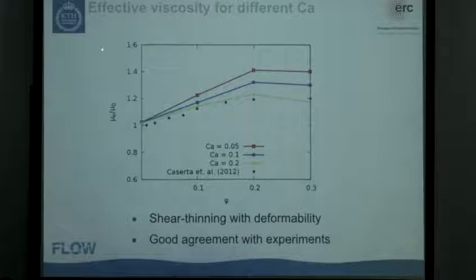This is now the effective viscosity for different capillary numbers. As we increase the capillary number, we move from red to green. So we see that we have some shear thinning when we increase the deformability. If the droplets deform more, the viscosity decreases. And these are the points from the experiments, which are relatively close.